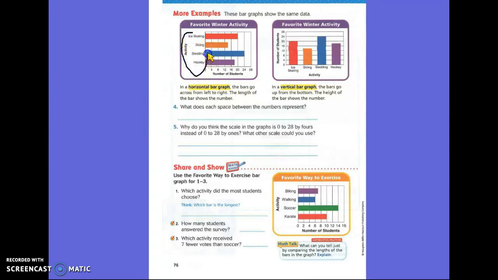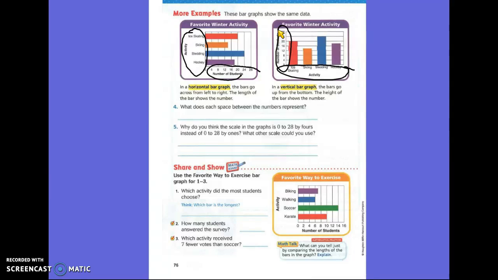You have the activities over here, but instead now the activities are on the bottom. You have the scale down here, but then the scale is going up. It's okay. Either one will work. Now let's answer some questions. What does the space between the numbers represent? How's our scale going? What's it counting by?